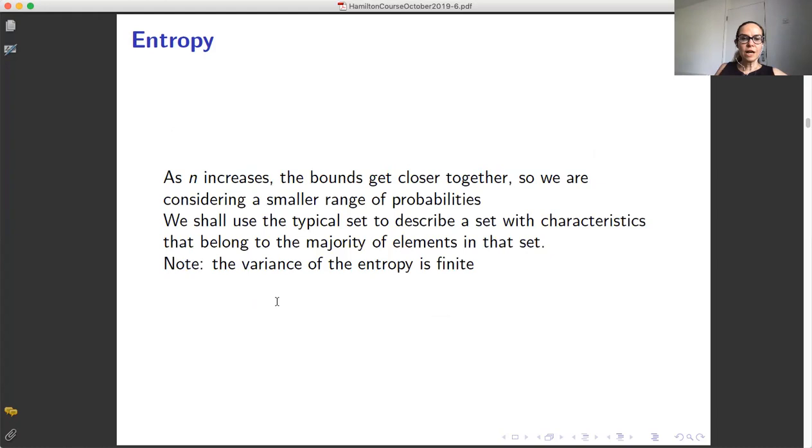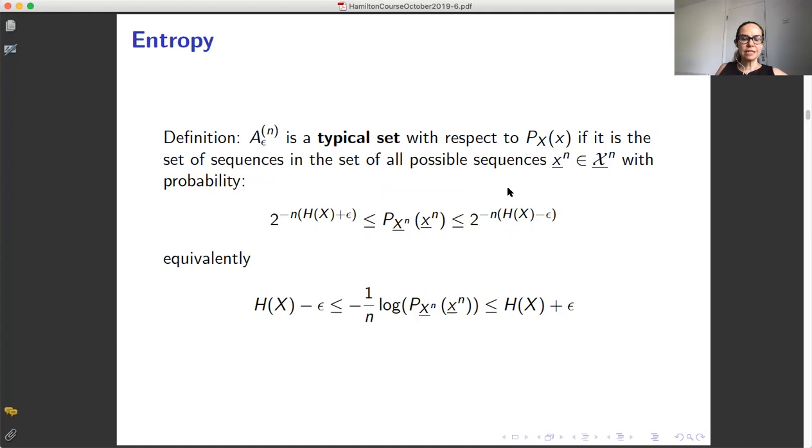So as n increases, what happens is the bounds are getting closer. So we're considering a smaller range of probabilities. And basically what I have here is that these two bounds, this is 1 over 2 to the n (h of x plus epsilon), this is 1 over 2 to the n (h of x minus epsilon). So as n is increasing, the right-hand side and the left-hand side of this inequality are getting closer together.